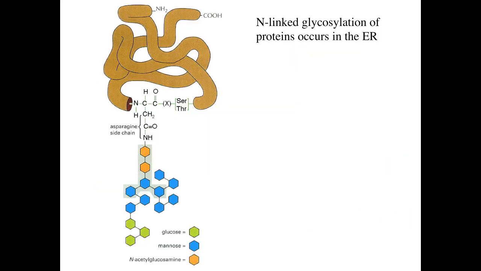Now, I want to talk about N-linked glycosylation of proteins. This is something that occurs in the ER. Here is an example of a protein, and it's going to be glycosylated in the ER. And N-linked glycosylation occurs on proteins that are synthesized in the ER, and it occurs wherever there is an asparagine, any amino acid, serine, or an asparagine, any amino acid, threonine residue.